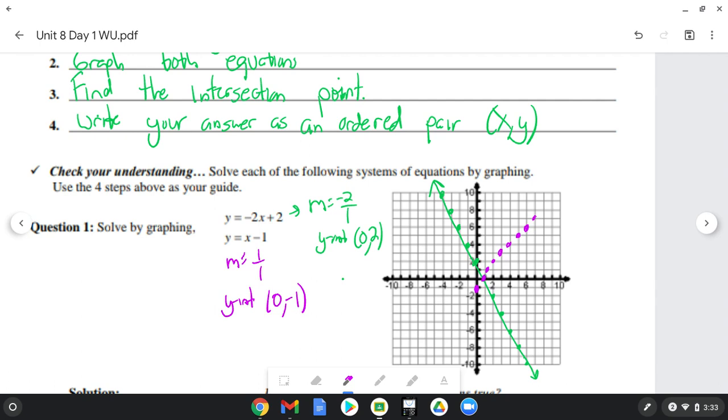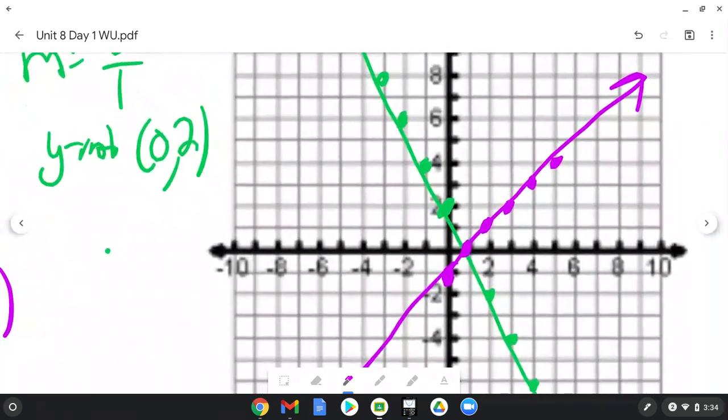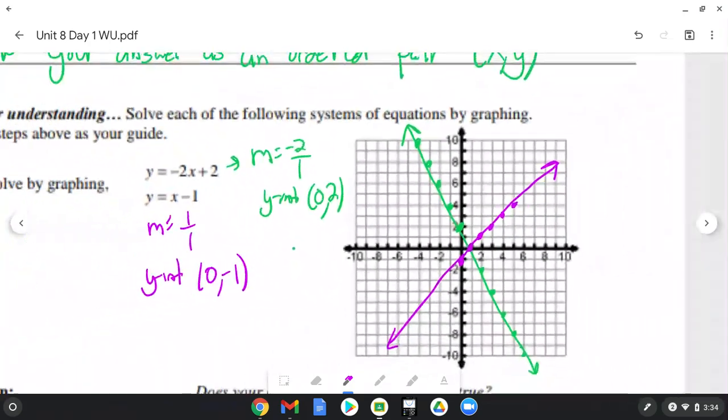Oh man, I didn't go up 1 over 1 there. Duh. I was wondering why that looked funky. Up 1 over 1, buddy. And there we go, now it's on an angle. Alright, so it goes right here. So it looks like that intersection point, if you zoomed in, would be at 1, 0.